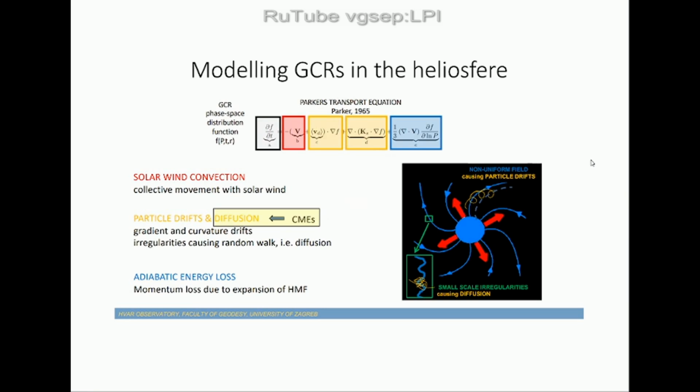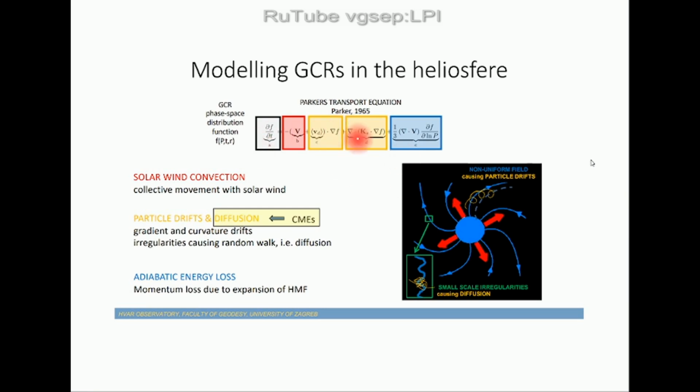Which has four main mechanisms: the convection by solar wind, particle drifts and diffusion, because the heliospheric magnetic field is not homogeneous and it's not constant. And also you have the adiabatic energy loss, because the heliospheric magnetic field is expanding.